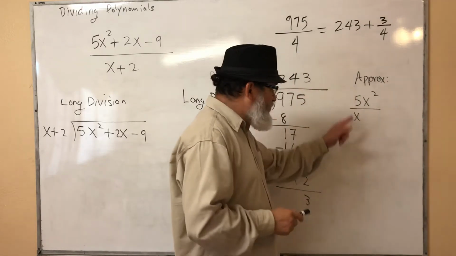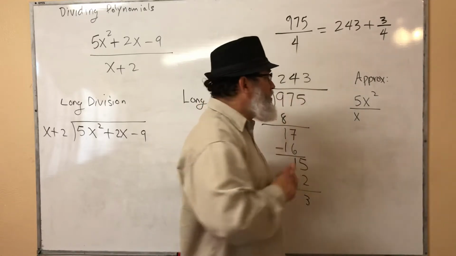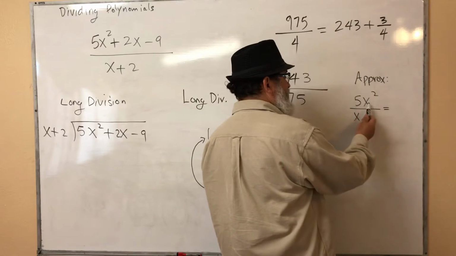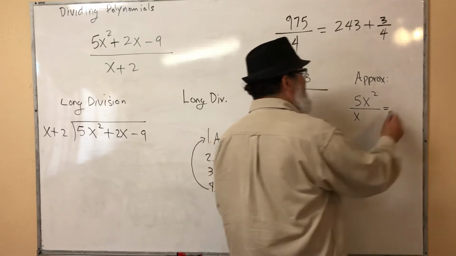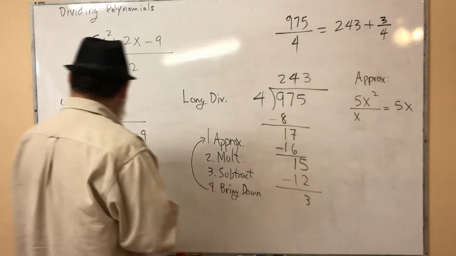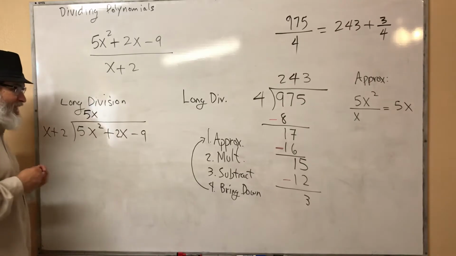And now we can do this. Remember, we're only approximating, so we can do that. We drop the 2. So now this becomes 5x squared divided by x, 5x. And that's our approximation. So this is 5x. That's your step number 1.